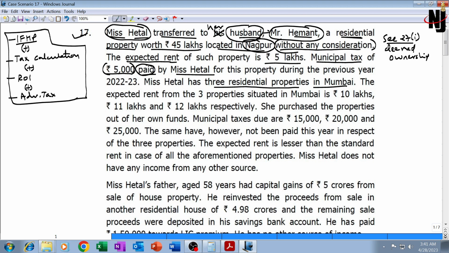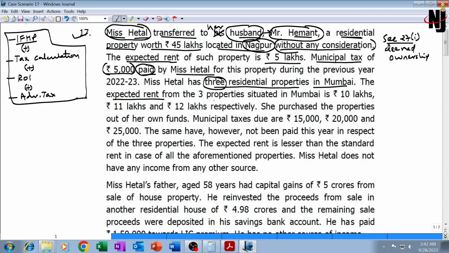Though it is transferred to husband Hemant, it will be deemed to be Hetal's property, and Hetal has 3 other properties also located in Mumbai. So now she is the owner of 4 properties. We know pretty well any 2 properties can be self-occupied properties. All remaining extra properties will be, if not let out, deemed to be let out, DLOP. However, which properties will be deemed to be self-occupied and which will be deemed to be let out, that will be completely at the option of the assessee. Hetal has to decide whatever is most beneficial to her.